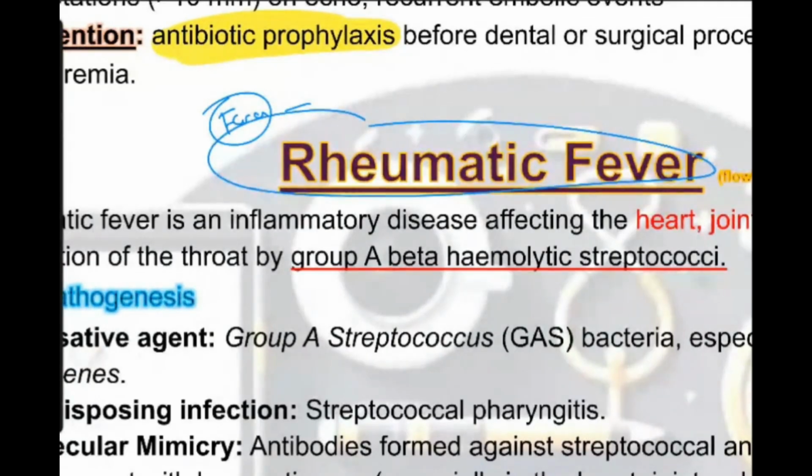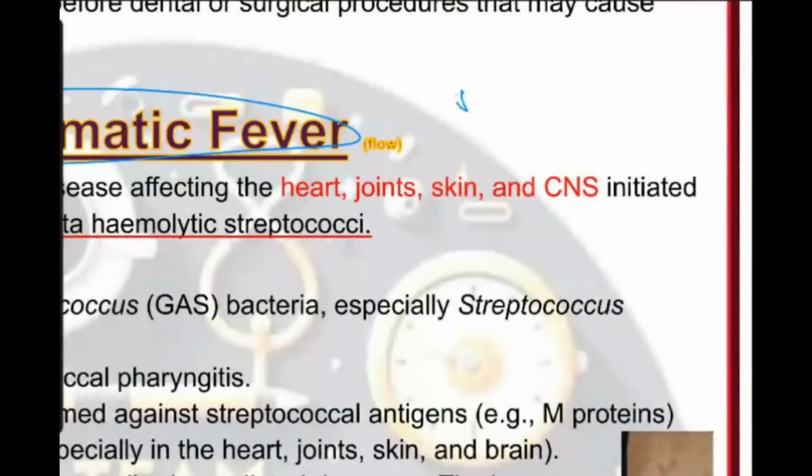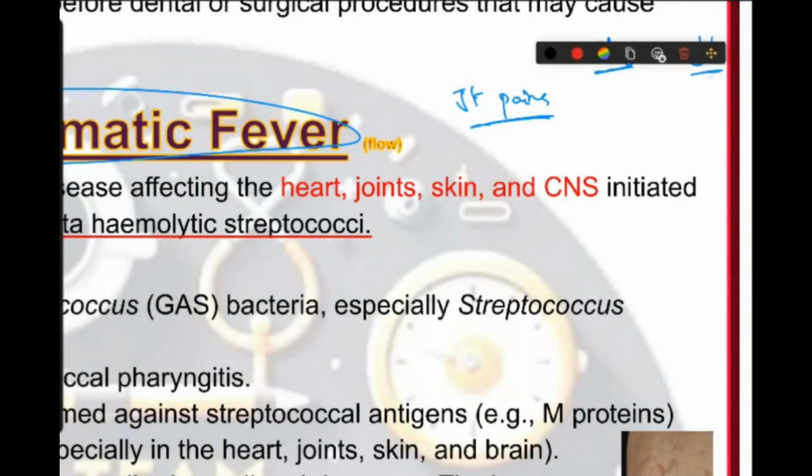So in rheumatic fever, what flows? The joint pains flow. That's why migratory joint pains will be there. Meaning, if it is the right side of the body, the left side of the body, right shoulder, left shoulder. If the patient complains of the right shoulder now, tomorrow he will complain of pain in the left shoulder. Then after that, he might complain of pain in the left hip, right hip. In this way, all the major large joints are involved.